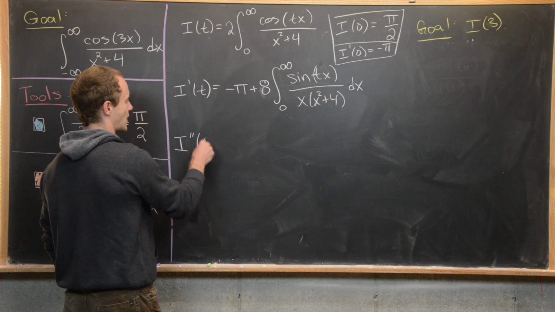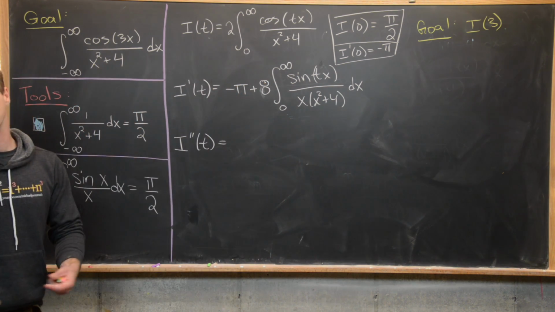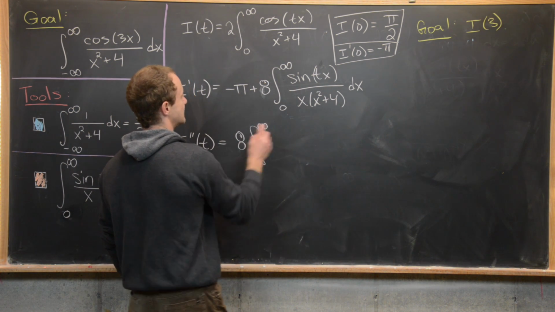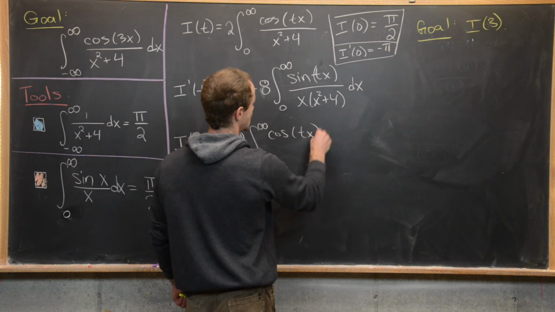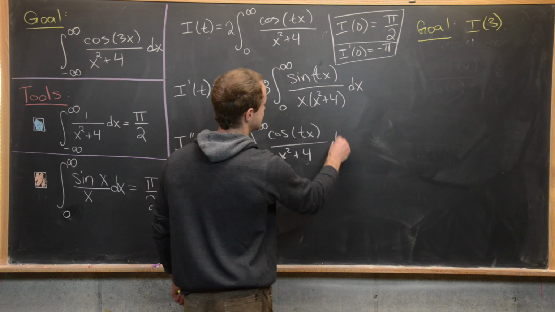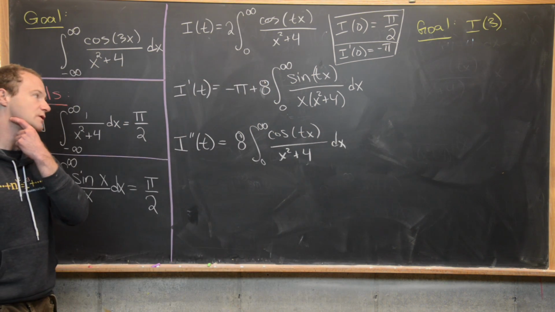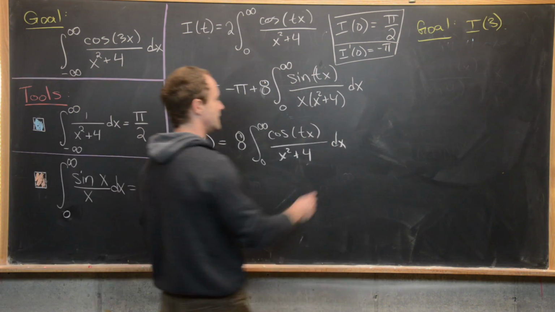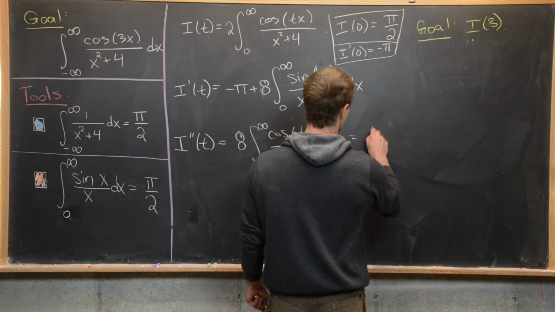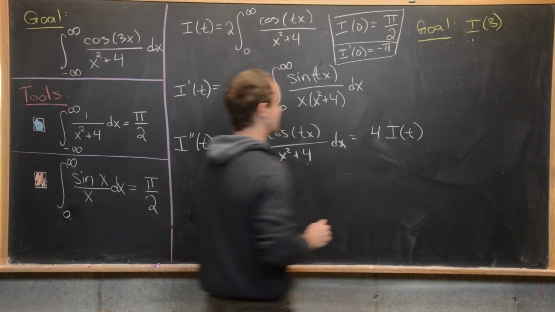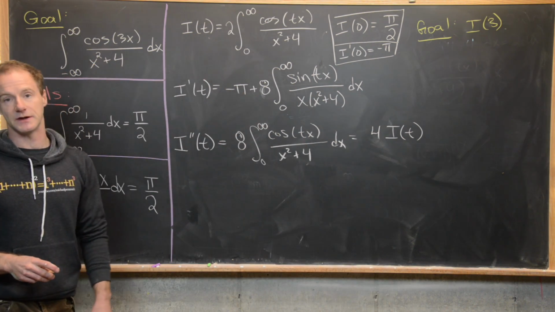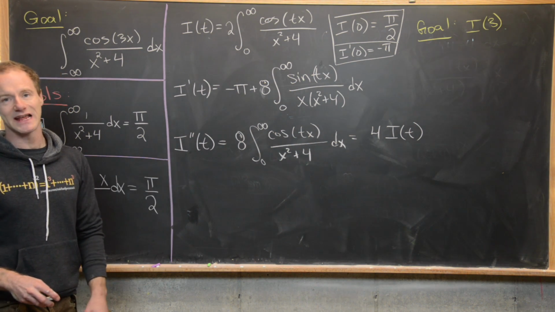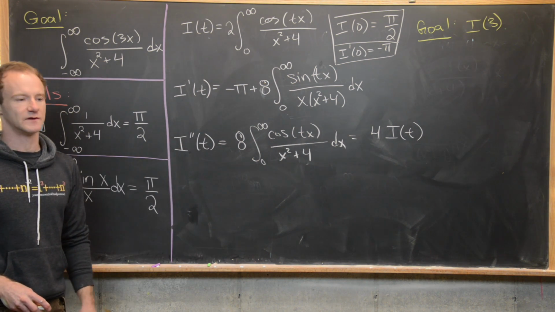So we've got I double prime of t. Obviously the derivative of pi is going to be 0 because that's a constant. And so we'll get 8 times the integral from 0 to infinity of cosine of tx over (x squared plus 4) dx. That's because the derivative of sine is cosine, and by the chain rule, this x pops out and cancels that one in the denominator. But notice that that is exactly equal to 4 times I of t, given our definition of I of t up here. So now what we're doing is looking for a function so that when we take its second derivative, we get 4 times the original function.